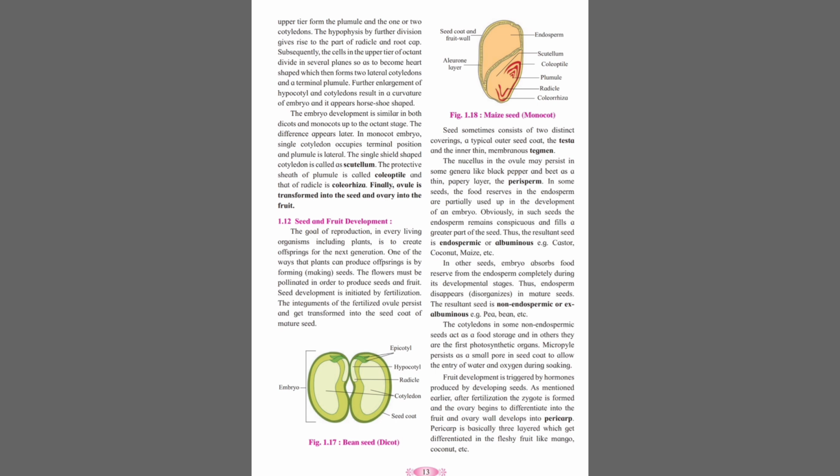1.12. Seed and fruit development. This section generally describes how ovules develop into seeds and ovaries into fruits after fertilization. It also mentions that endosperm provides nourishment to the developing embryo, and that non-endospermic or albuminous seeds, like bean, store food in cotyledons, while endospermic seeds, like maize, store food in the endosperm.